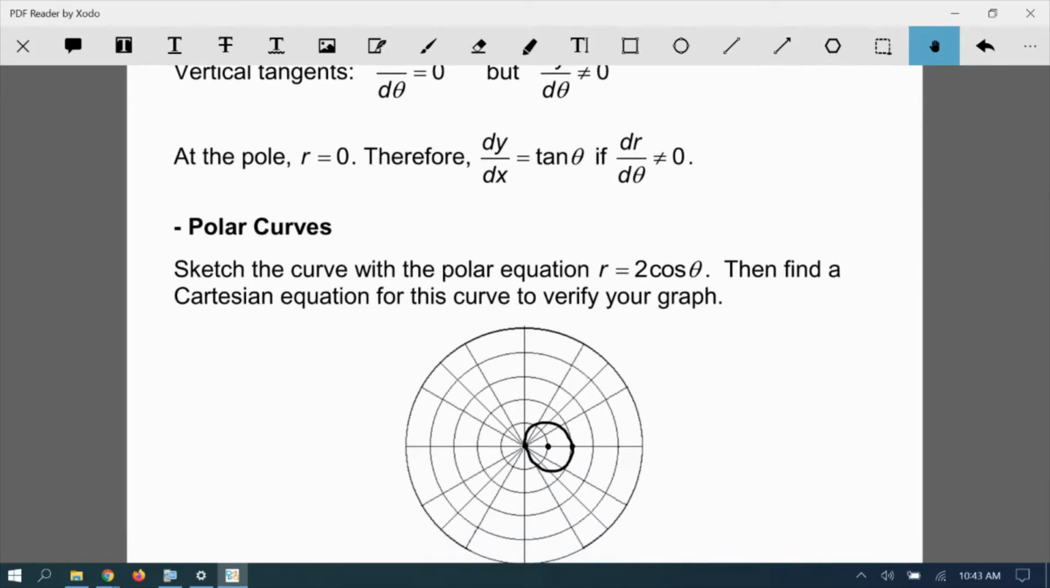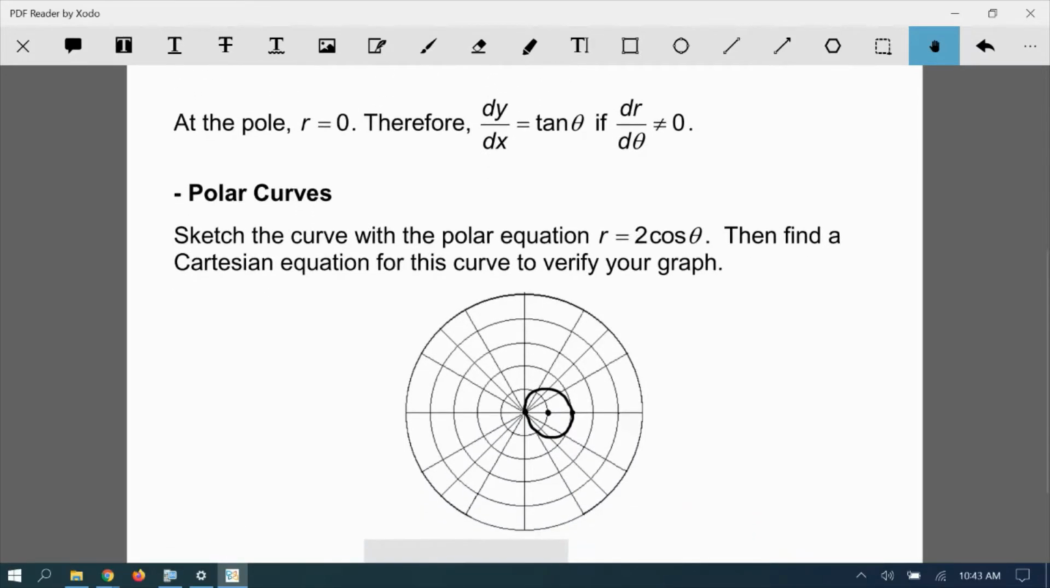Okay, so let's see. For polar curves, when we are graphing them, let me go through just really briefly how to do this on the calculator. So it says sketch the curve with the polar equation r is 2 cosine theta. So you can see what I have graphed there. And basically what I've done, I kind of knew what the result was, but what you can also do is you can just plug in theta values and you can get the corresponding r value for each theta value.